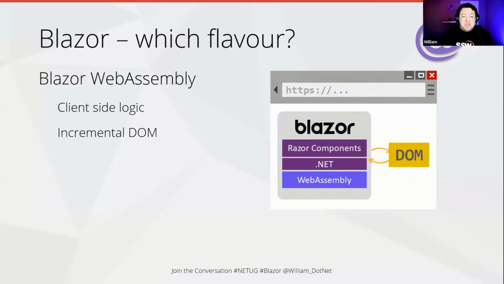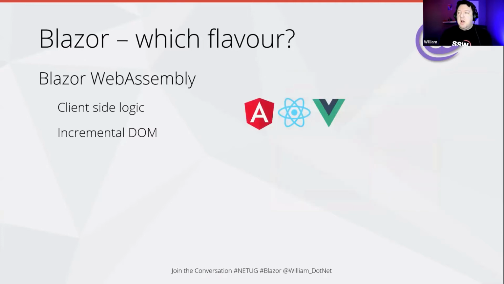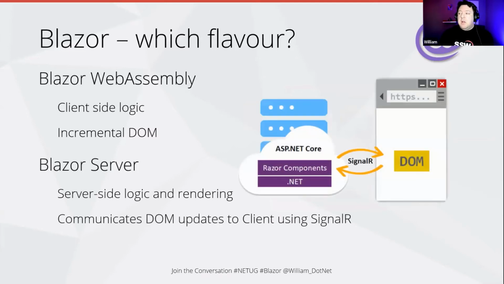So Blazor WebAssembly, which I showed you just a moment ago, has client-side logic, and the DOM is updated incrementally. That's very much the same way as Angular, React, Vue, and the other popular frameworks work. It's all done client-side. We receive the HTML and it gets rendered on the client. There's also Blazor Server.